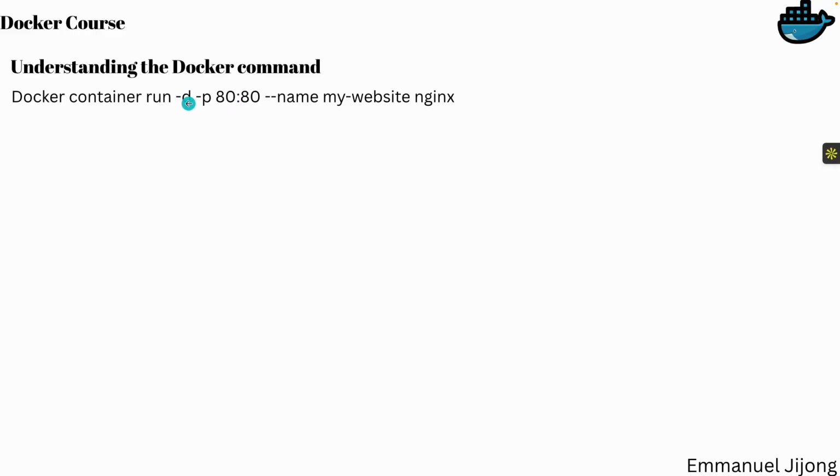Now we already know the -d means detached mode. It means run the container in the background rather than attaching it to the terminal, right? And we saw exactly how that works. The -p means port, and this entire part here is what they call port mapping. So what does the 8080 here mean?